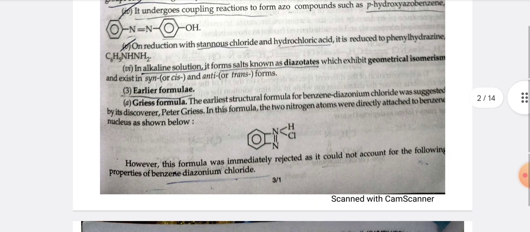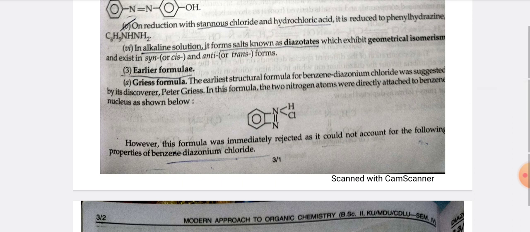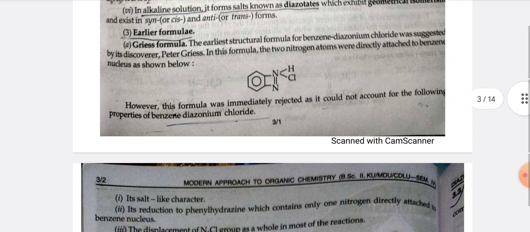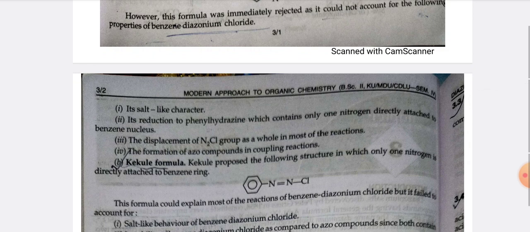Earlier formulae. First is Griess formula. The earliest structural formula for benzene diazonium chloride was suggested by its discoverer Peter Griess. In this formula, the two nitrogen atoms were directly attached to the benzene nucleus as shown below. However, this formula was immediately rejected as it could not account for the following properties of benzene diazonium chloride: its salt-like character, its reduction to phenylhydrazine which contains only one nitrogen directly attached to the benzene nucleus, the displacement of the N2Cl group as a whole in most of the reactions, and the formation of azo compounds in the coupling reaction.